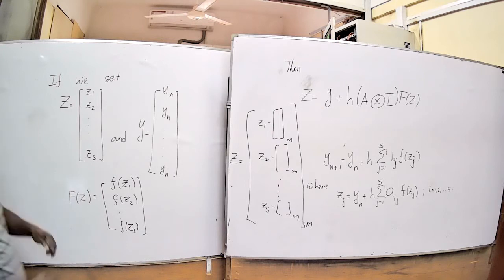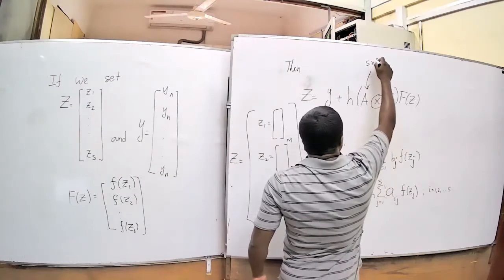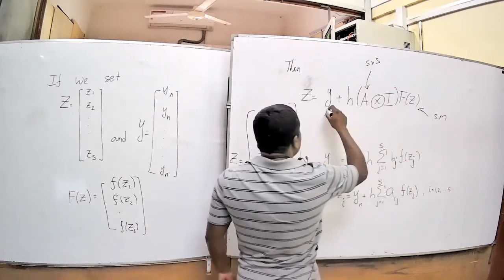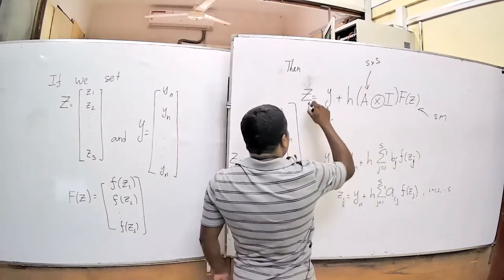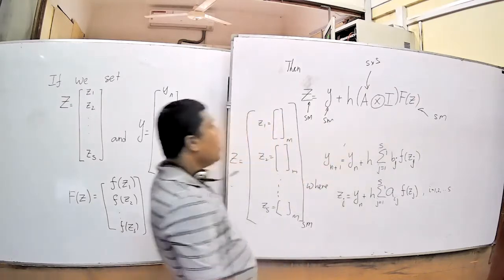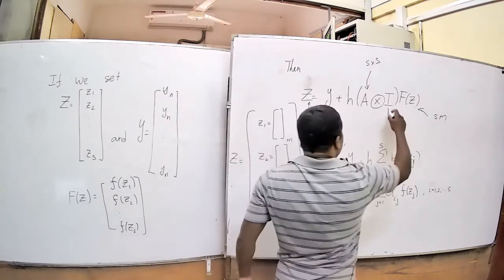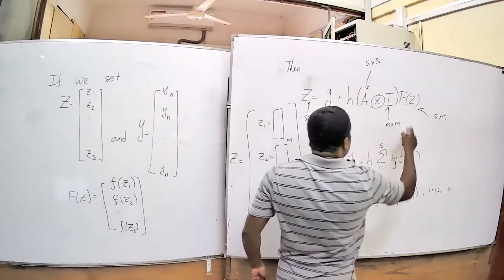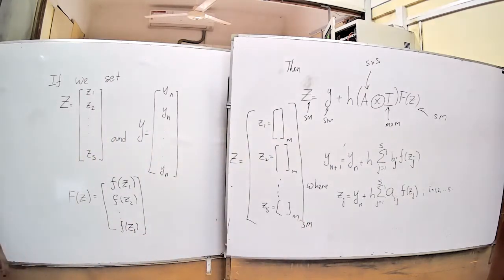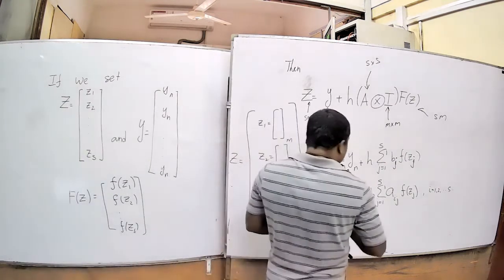But A is an S cross S matrix. Remember, this is an S cross S matrix, but this is of size SM. So you have to make this into an appropriate size. You multiply this with an M cross M identity matrix, so that does not change anything.